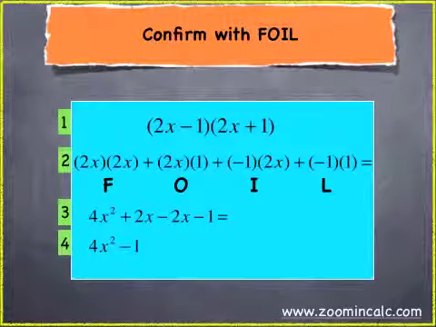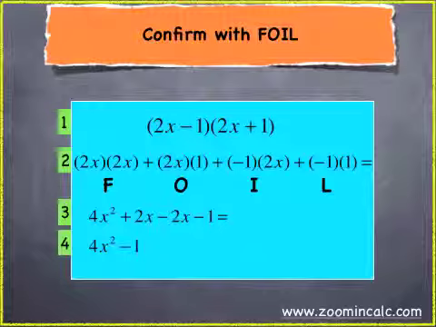Now let's just confirm that we did this correctly by going backwards. Let's start with our factors, 2x minus 1 and 2x plus 1, and let's use FOIL to see what we get. So we do that. The first terms, 2x times 2x, the outer terms, 2x times 1, the inner terms, minus 1 times 2x, and the last terms, minus 1 times 1.